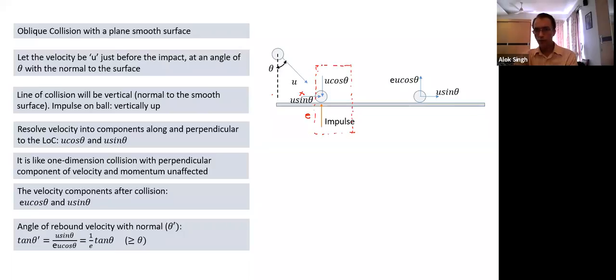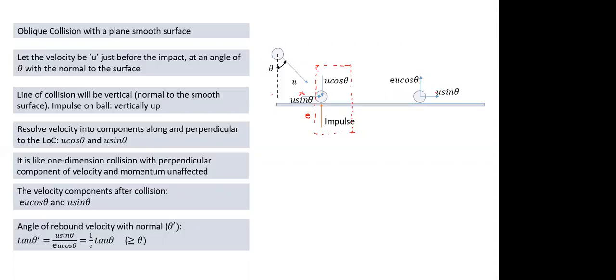So what will happen when I focus only on this? It becomes like a one-dimensional collision. In place of u, now it is u cos theta. So velocity of rebound is e times velocity of approach. It becomes e u cos theta. So this is the velocity of rebound. And can we find the magnitude? Yes, this square plus this square, under square root.